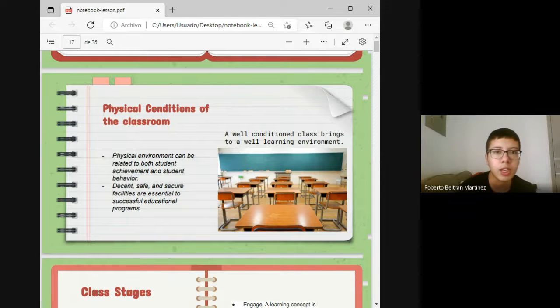So I will maintain a safe physical environment of high quality. This can impose some positive attitudes and motivations for students. This is also related to students' ability to learn, academic achievements, and some pro-social behaviors, right? And the next part is that decent, safe, and secure facilities are essential to successful educational programs.